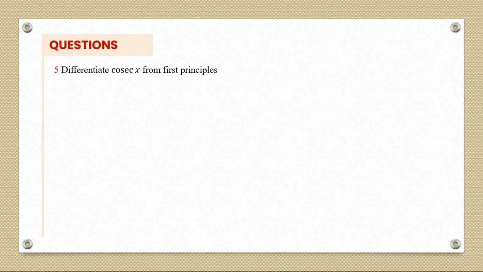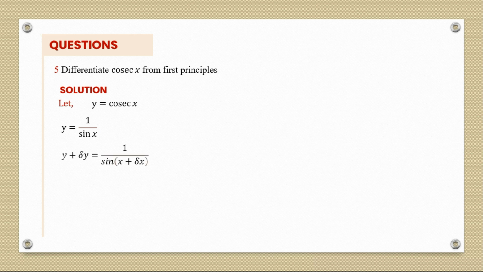Alright, so moving on, we're going to differentiate cosec x from first principles. So now we're going to let y be equal to cosec x. Then we know that y is equal to 1 over sine x. It can also be represented that way. So now we're going to introduce the change in y.